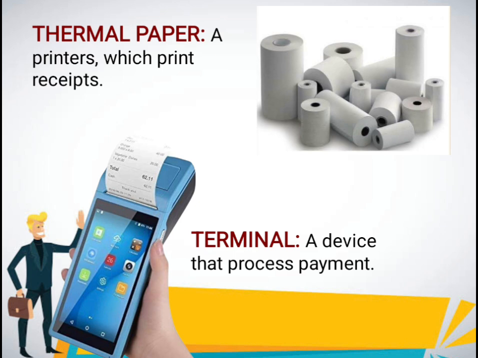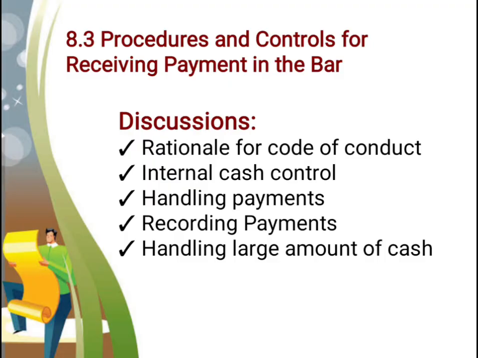So if you are a counter staff or cashier in the bar, you need to know these things. First one is the thermal paper printer. What is it? A printer which prints receipts. The second one is the terminal. It is a device that processes payment. Okay, so let's move on to the next topic.